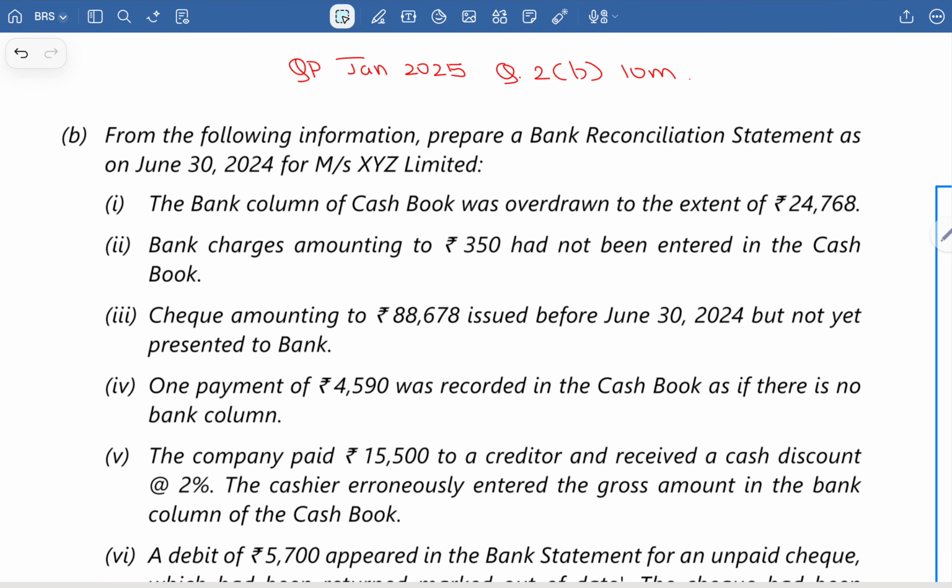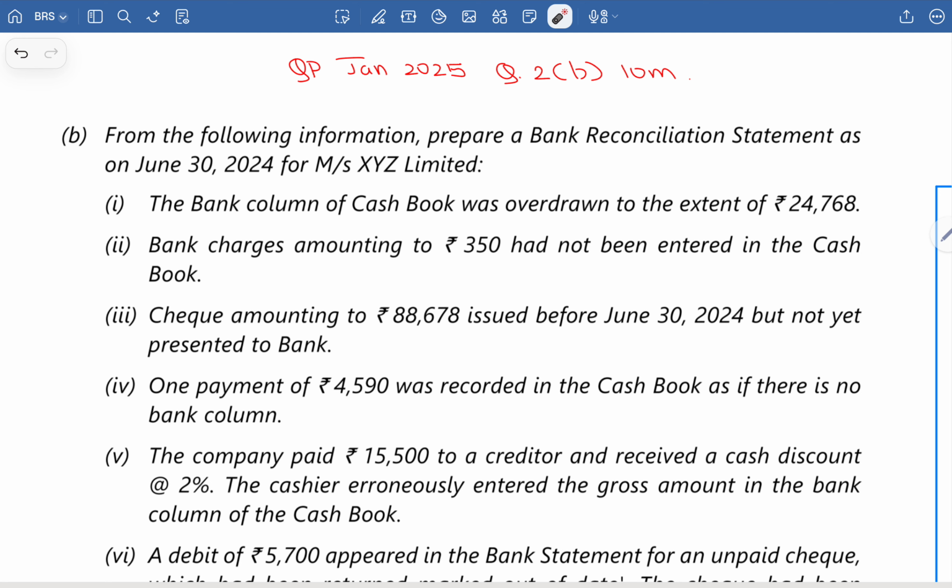So, today we are going to solve question paper January 2025, question number 2B, which was asked for 10 marks. So, this was also a simple question without adjusted cash book method. So, let us see. From the following information, prepare a bank reconciliation statement as on June 30, 2024. So, date is important. We are preparing the BRS on June 30, 2024 for Mrs.